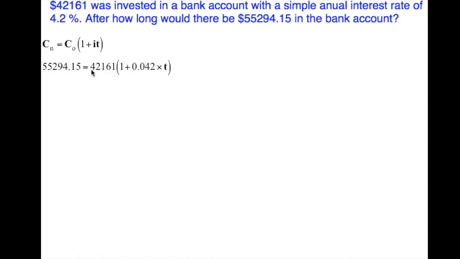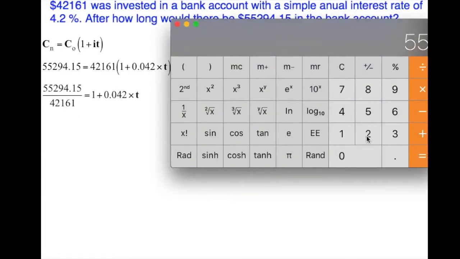The first thing we're going to do is get rid of this 42,161, which is multiplying a bracket. The opposite of multiplying is dividing. We're going to divide both sides by 42,161. When we divide the right-hand side by 42,161, it cancels this. We divide the left-hand side. That gives us 55,294.15 divided by 42,161. Gives us 1.311499996, and it goes on for a while.